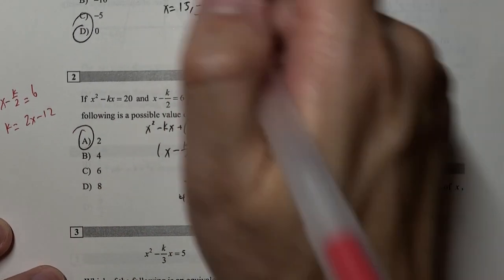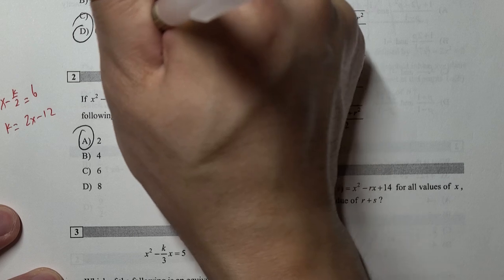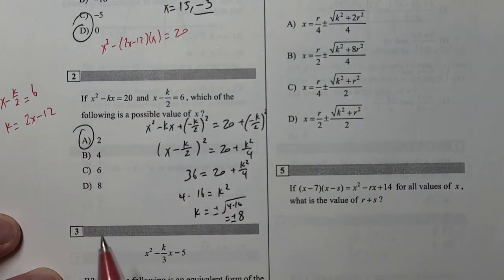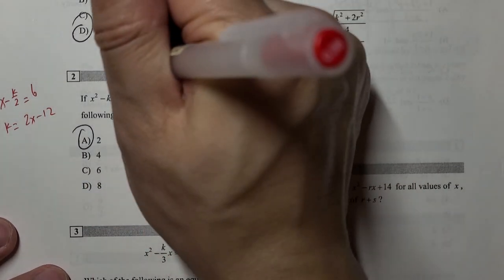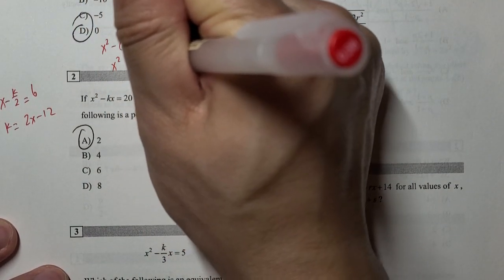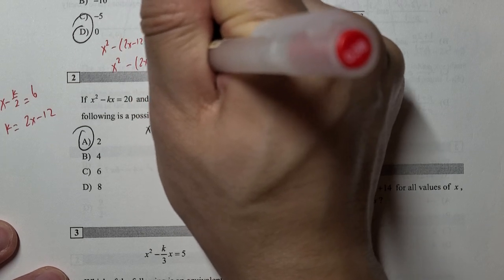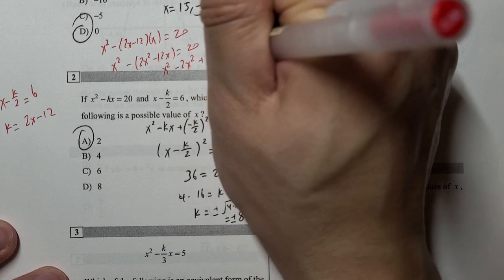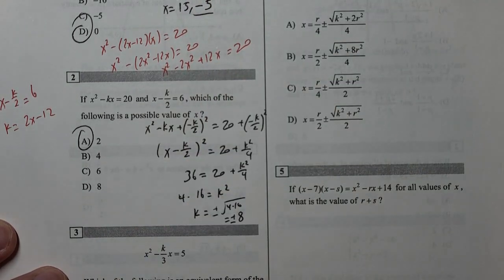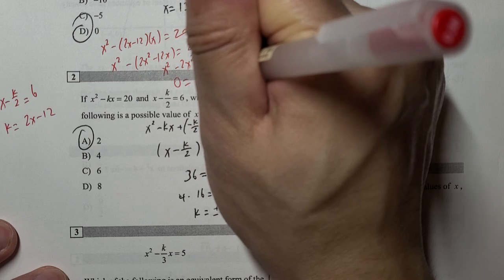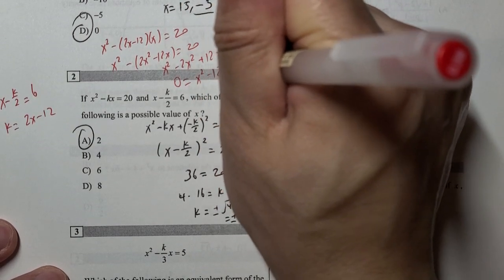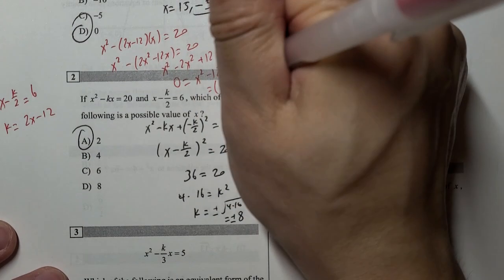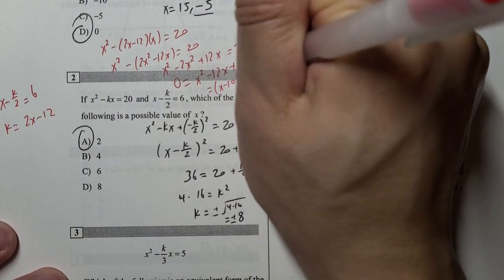I can put that into here. So let me write it up here. X squared minus 2x minus 12, and another x equals 20. And then we can solve for x from here. This is x squared minus 2x squared minus 12x equals 20, which is x squared minus 2x squared plus 12x equals 20. Okay, so this would be 0 is equal to x squared minus 12x plus 20. Okay, and from here we can factor into x minus 10, x minus 2.